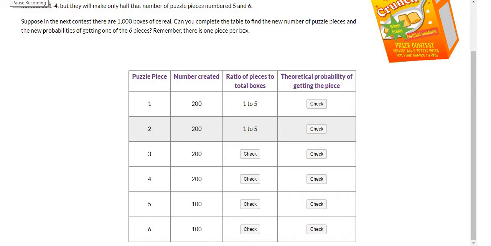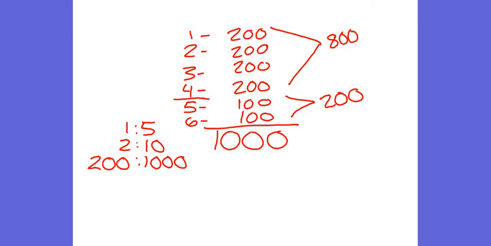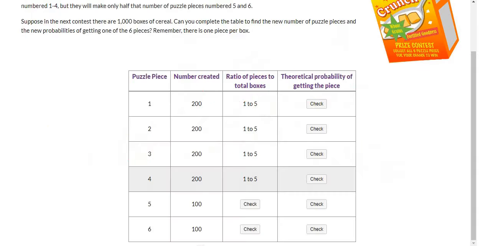Okay, what is the ratio for puzzle piece 3? 1 to 5. Number 4? 1 to 5. What about number 5? It has to be half of what this is. So how many total pieces did 5 have? 100. The total was 1,000. That simplifies to 1 to 10. Isn't 1/10 half of 1/5? Yes. So 1 to 5, 1 to 10, and 1 to 10 for 6.